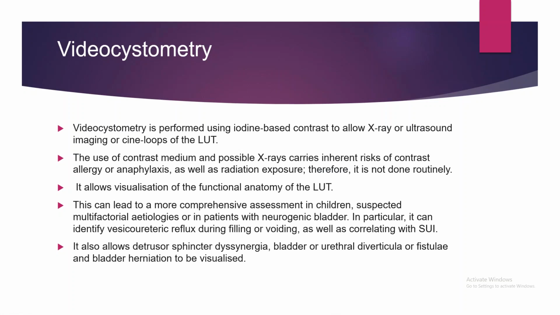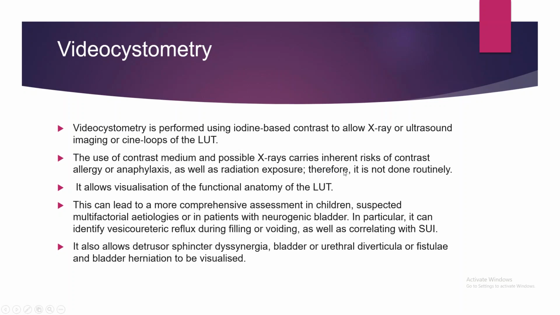Now what is video cystometry? So video cystometry is performed using an iodine-based contrast to allow X-ray or ultrasound imaging. Okay. So what you are doing is a normal urodynamic graph, and along with it you are going to take some X-rays along with some contrast medium injections. Okay. So what is the risk of this? Any allergy to the contrast medium or radiation exposure. So these two are the disadvantages: allergy to any contrast medium and radiation exposure.